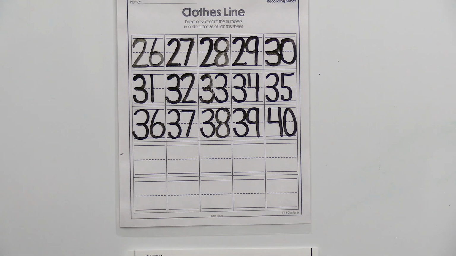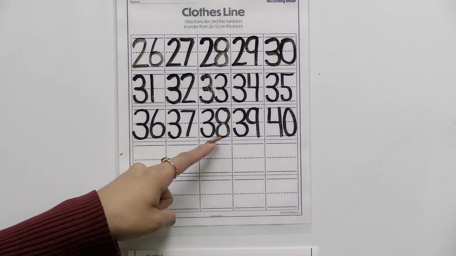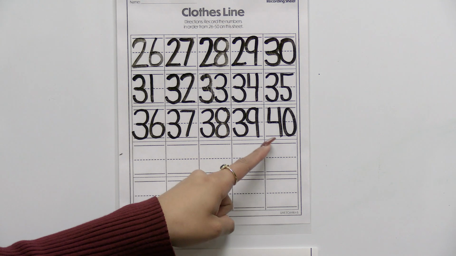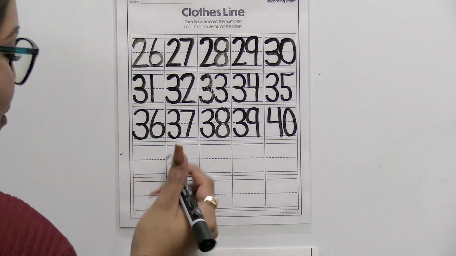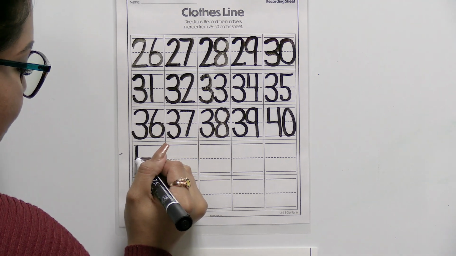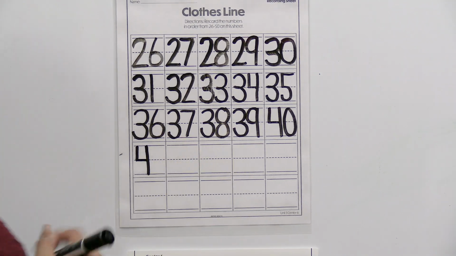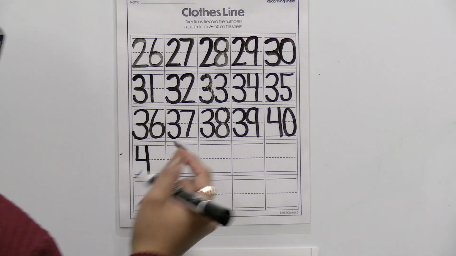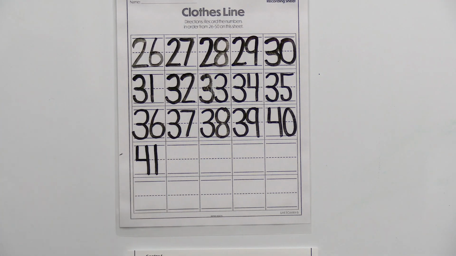Okay, so let's say the numbers that we have so far. We have 36, 37, 38, 39, 40. So what comes after 40? 41. Okay, so starting with the number 4, we're going to start at the top, go down, stop at the dotted line, go across, and then we're going to start at the top and then go straight down to make a 4. Now let's make a 1. Start at the top and go straight down. 41.